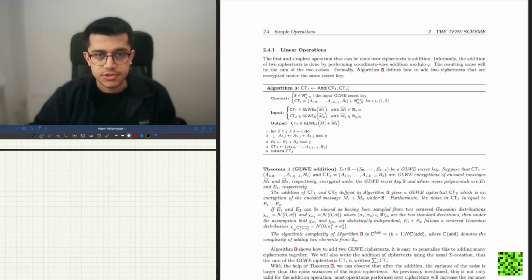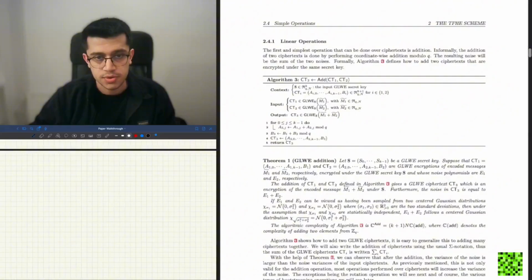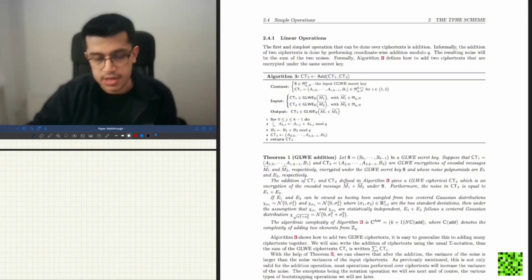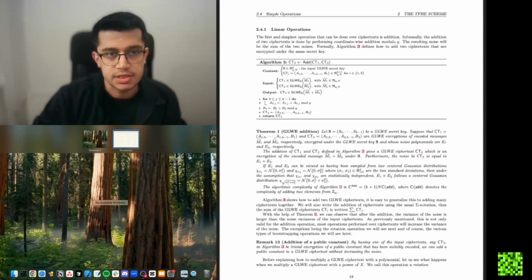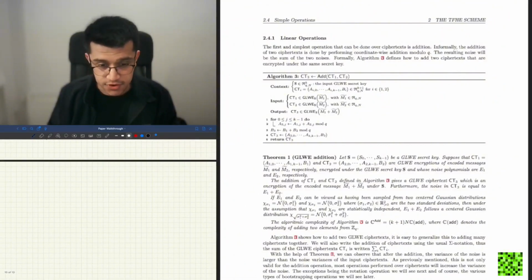Theorem 1, GLWE addition, simply says the same thing, but makes it more formal from the mathematical perspective. Obviously, we're not going to do noise analysis, as this course, or this playlist, is mainly focused on the practical aspects of the scheme. But I do think it would be useful to understand how these things work using some toy examples. So in this one, let's have a toy example and see how these things work.